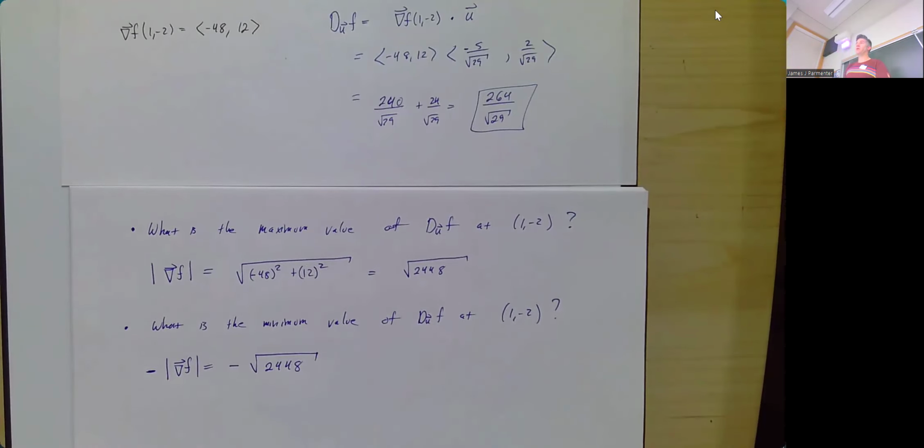Sometimes people will phrase this question as someone actually skiing on a slope, and they'll ask you what slope you'll be going down if you go down the hill the fastest? They will probably actually ask you what direction you should travel in.